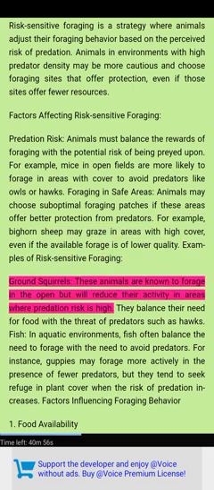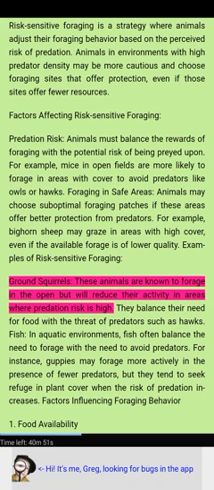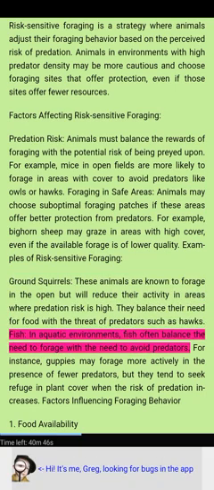Examples of risk-sensitive foraging. Ground squirrels. These animals are known to forage in the open but will reduce their activity in areas where predation risk is high. They balance their need for food with the threat of predators such as hawks. Fish. In aquatic environments, fish often balance the need to forage with the need to avoid predators.